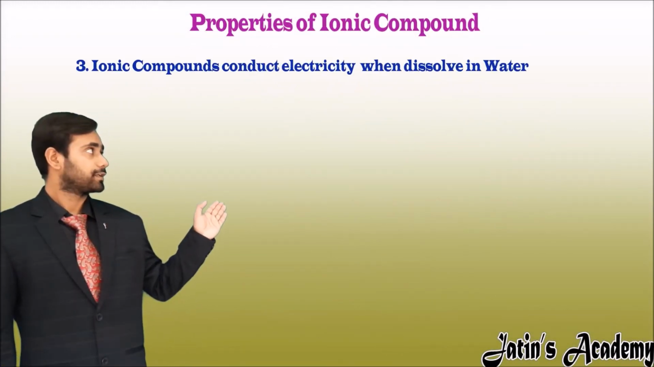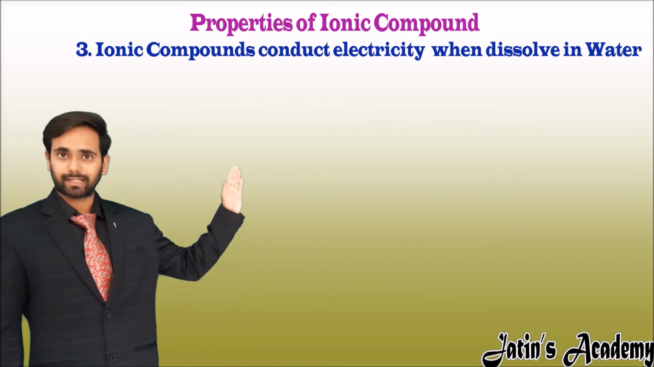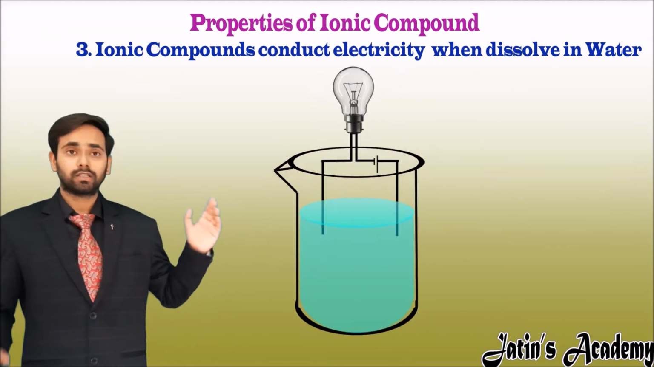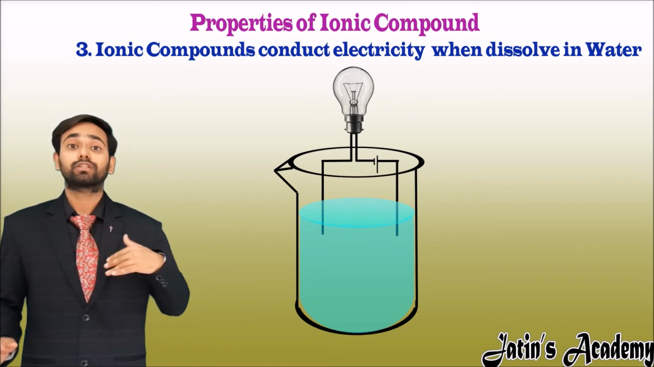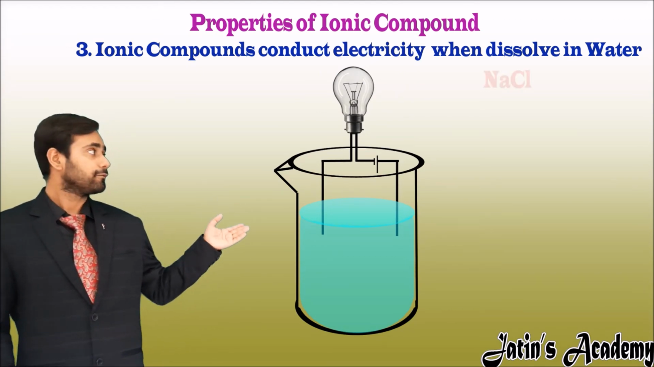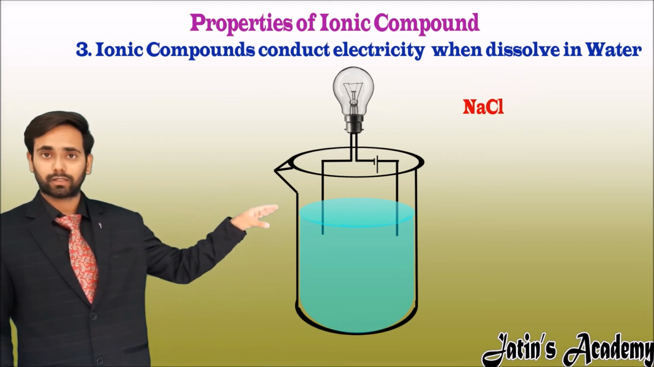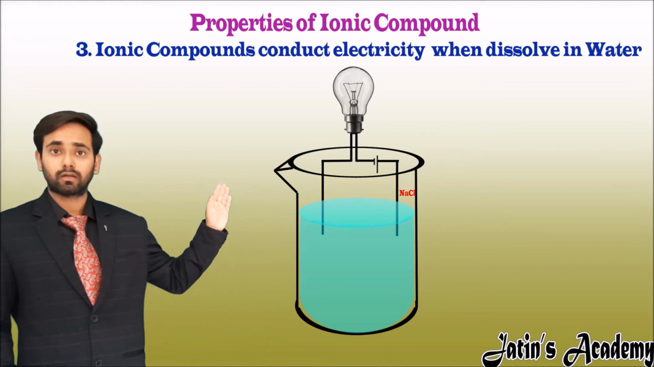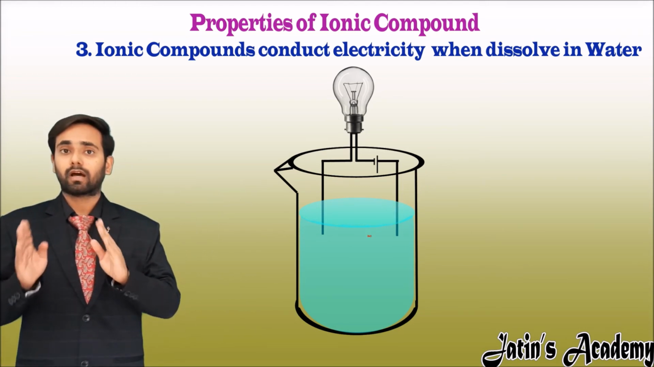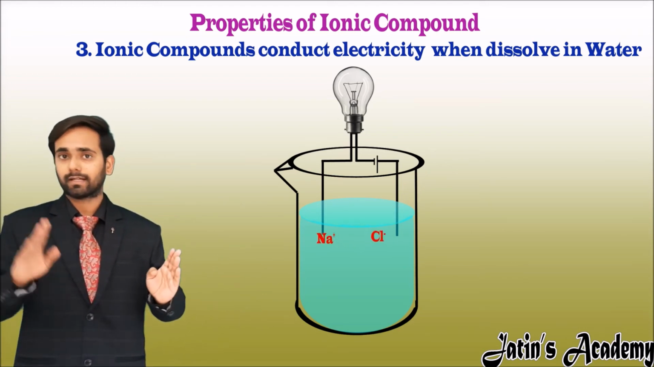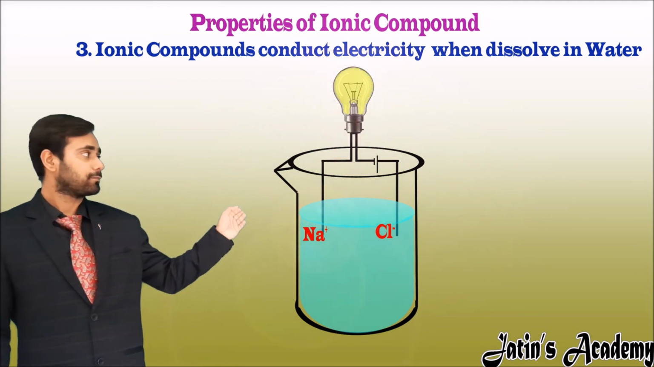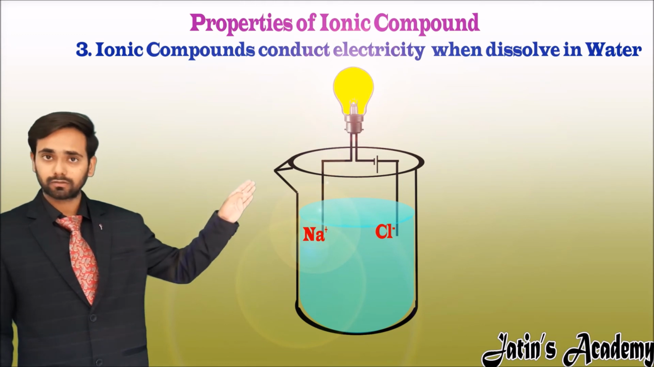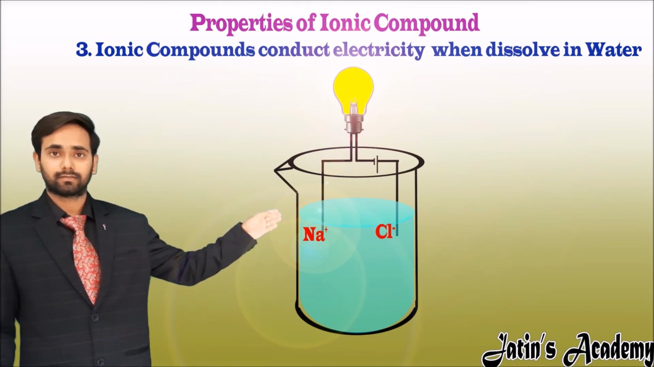Our third point is ionic compounds conduct electricity in aqueous solution. We know pure water does not conduct electricity because there are no free ions. When we add an ionic compound to the water, for example sodium chloride, which is also an ionic compound, then the ionic compound ionizes into Na positive ions and Cl negative ions. These Na positive and Cl negative ions help to conduct electricity in the solution.